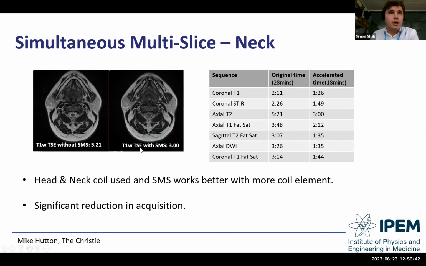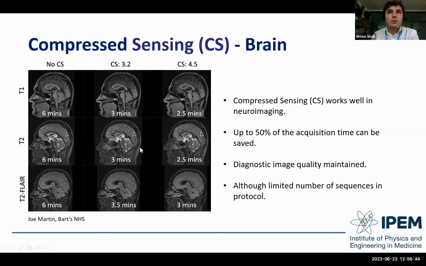So that's something to bear in mind. In terms of compressed sensing, this is some work that Joe and myself did here in London. We acquired our 3D T1, T2 and T2 FLAIR SPACE scans conventionally with no compressed sensing, and you can see they're very, very long. If we apply two different CS factors to these, we can really bring down the scan time and also maintain that image quality. So we can save 50% of time.